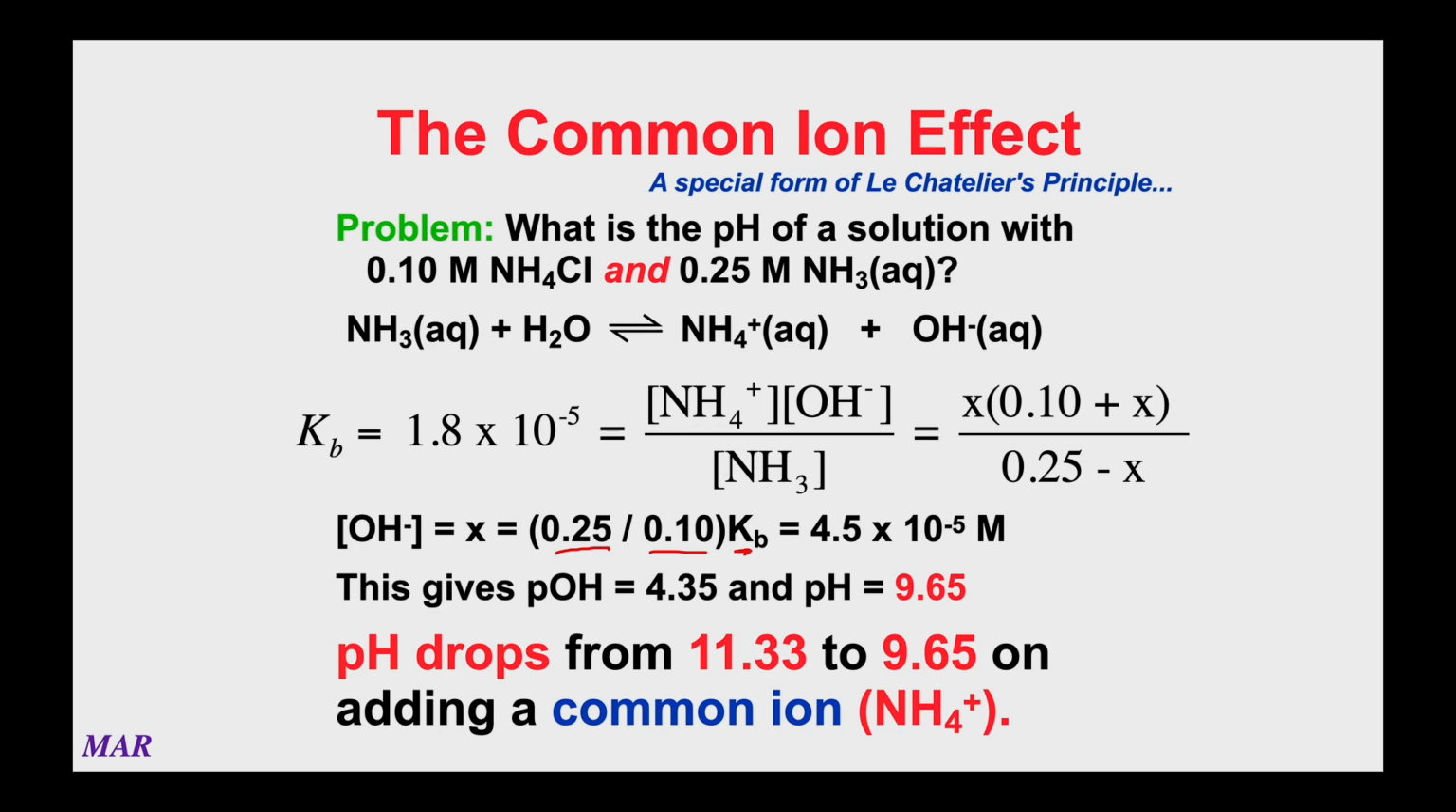So common ions here are really interesting. You do have both ammonia and ammonium present in solution at the same time, and there's no way that this would work for strong acids and strong bases. This only works for weak acids with conjugate bases or weak bases with conjugate acids. It's a really interesting phenomenon. Weak acids and bases have a lot more to offer than you might have thought about at first glance.